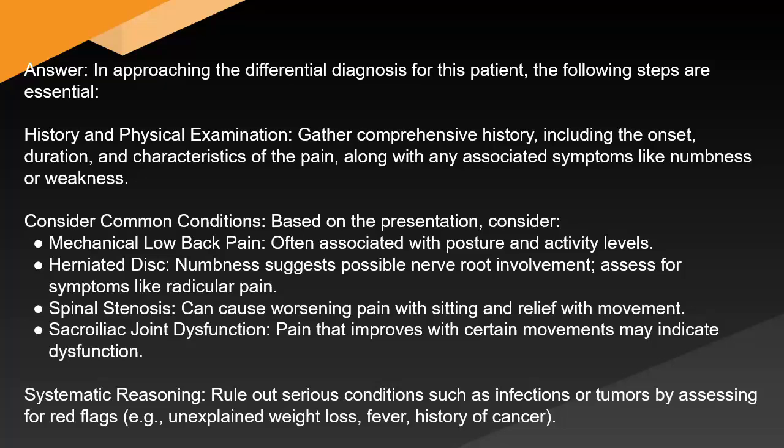Herniated disc: numbness suggests possible nerve root involvement. Assess for symptoms like radicular pain. Spinal stenosis can cause worsening pain with sitting and relief with movement. Sacroiliac joint dysfunction: pain that improves with certain movements may indicate dysfunction.